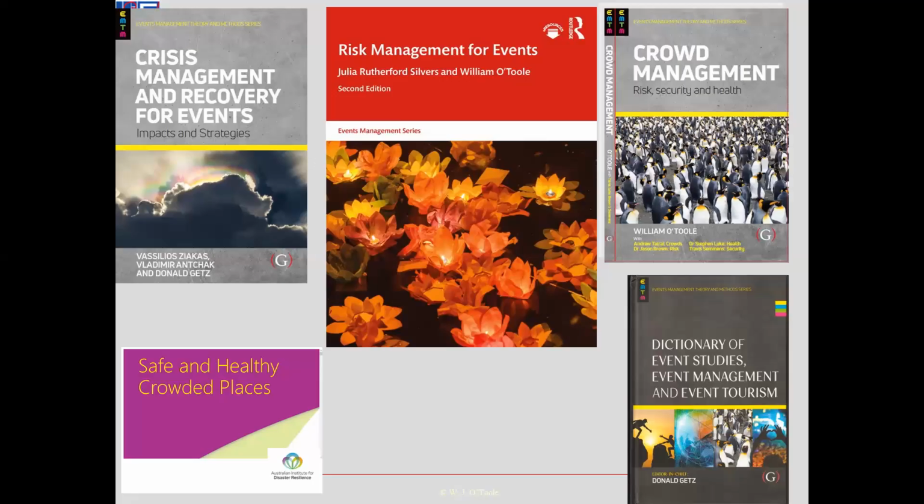Down the bottom right-hand corner is a dictionary. So if you don't understand some of the terms, it's sort of an academic dictionary, so they're more concerned with event studies rather than actually managing the event. But Don Getz, the editor-in-chief, is really, really good. I contributed about 300 definitions to this. So you'll find quite a lot of the words that I use will actually be in that dictionary. Three of them came out in 2021, so they're very current. One came out in 2020, and Safe and Healthy Crowded Places came out in 2018.